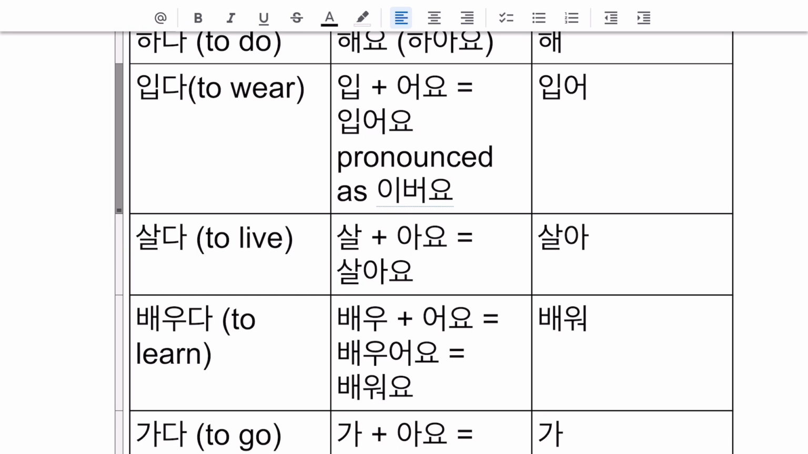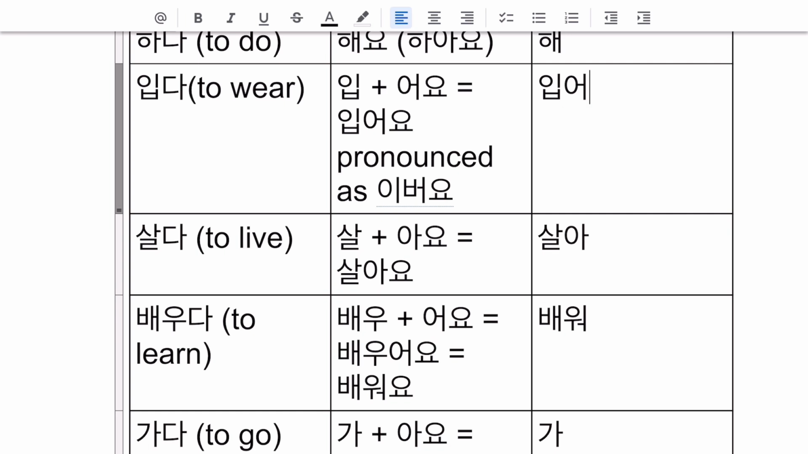Next one, 살다, to live. So first, we remove the da, right? We have 살. From there, we gotta look at the last vowel. Last vowel is a, not the last letter. Last letter is the rir, that L, right? But this time, we're looking at the last vowel. So the last vowel is a. That means it follows our rule. If the last vowel is a or o, we need ayo ending.